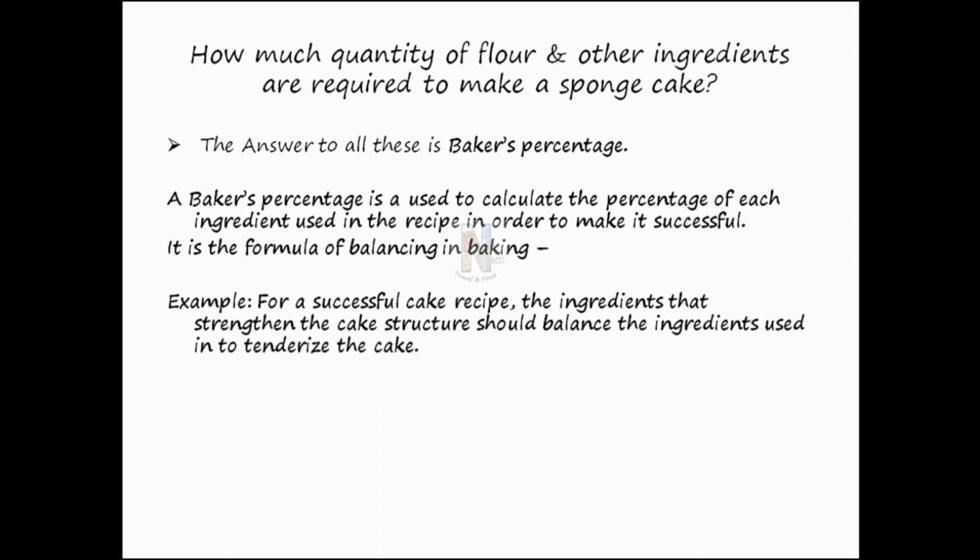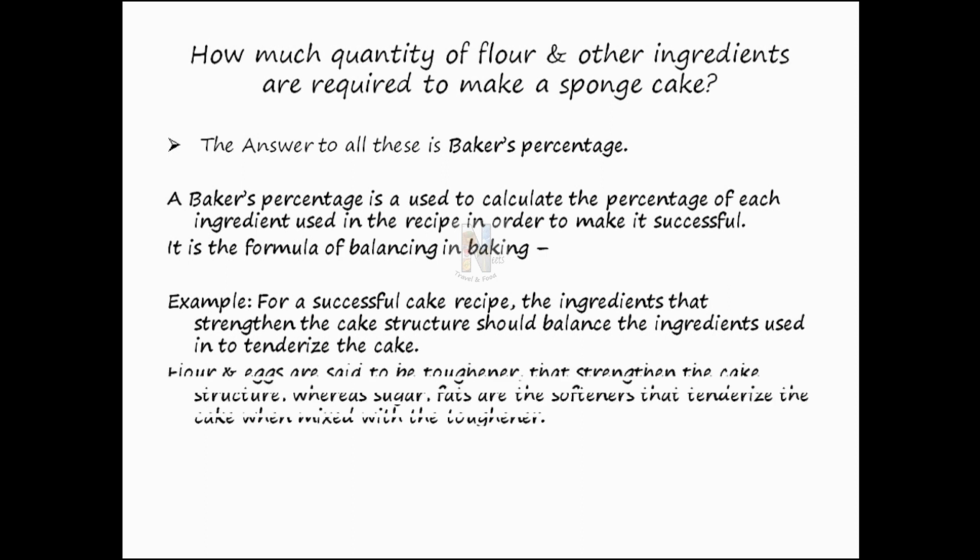For example, in order to make a successful cake recipe, the ingredients that strengthen the cake structure should balance the ingredients that tenderize the cake. Flour and eggs are said to be tougheners that strengthen the cake structure, whereas sugar and fats are the softeners that tenderize the cake.